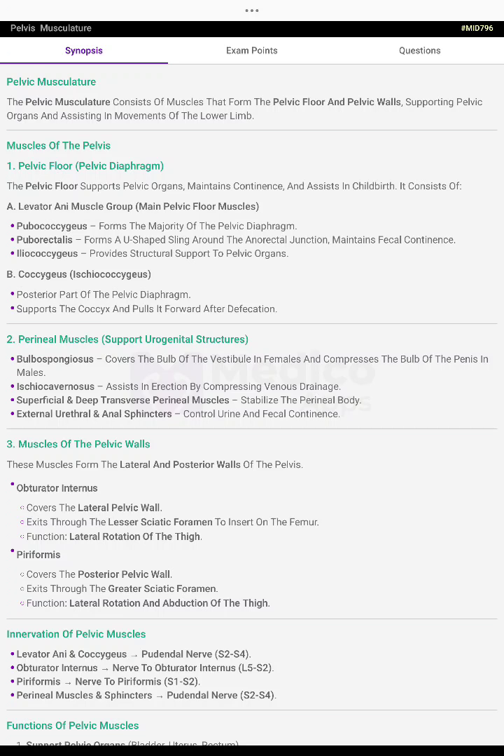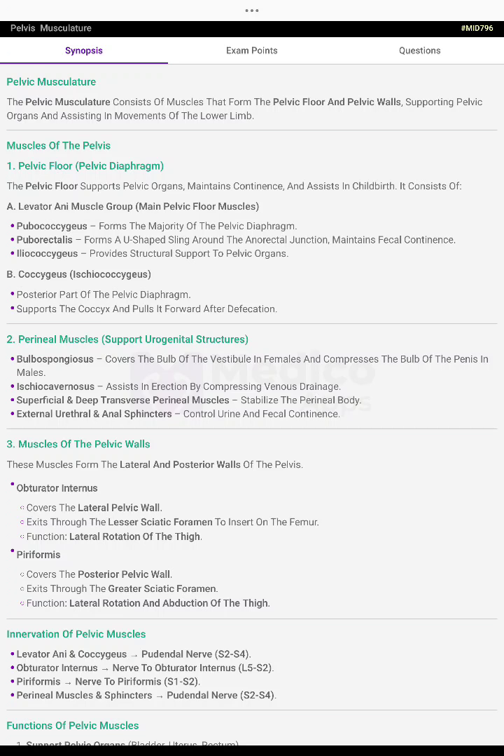Pubococcygeus forms the majority of the pelvic diaphragm. Puborectalis forms a U-shaped sling around the anorectal junction and maintains fecal continence. Iliococcygeus provides structural support to the pelvic organs. Coccygeus, or ischiococcygeus, is the posterior part of the pelvic diaphragm; it supports the coccyx and pulls it forward after defecation.